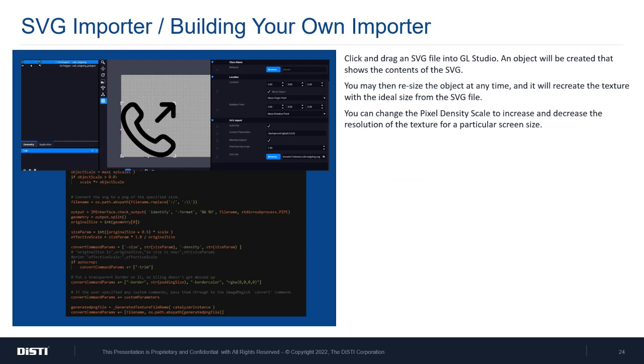So there's a few things you can change with that. Like I said, you can resize it and re-rasterize that texture. You can also change the pixel density. So depending on how you scale this, you may want to increase or decrease the pixel density to make sure that rasterization looks good. So let's go ahead and import an SVG file into GL Studio.